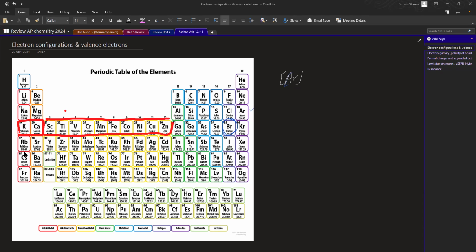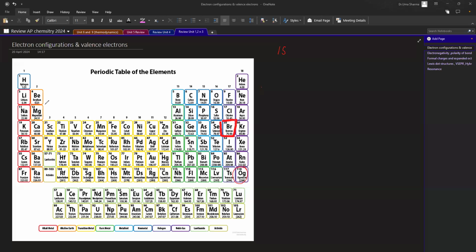Okay, starting again. So let's write down the configuration of Br. You already know how to write down the configuration. Before we start writing for Br, let's write down for this last element. Starting from period number 1. In period number 1, there is 1s. Period number 1 is 1s.